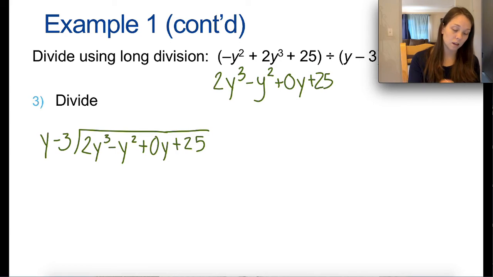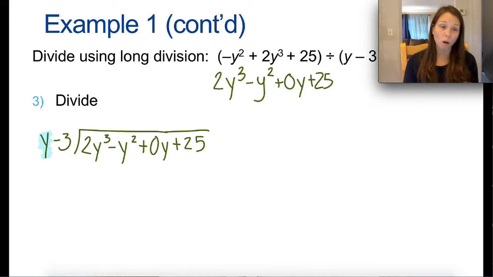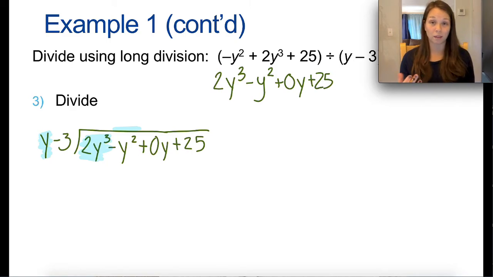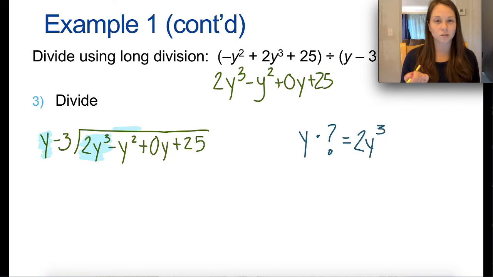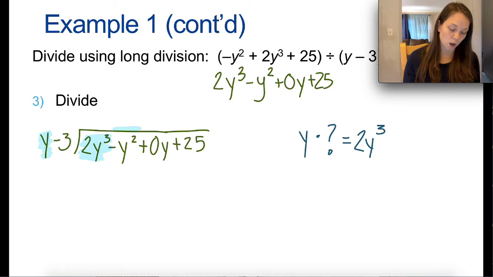I have to think, this first term in my divisor, y, needs to be multiplied by something that I'm going to write up here in my quotient that's going to give me 2y cubed. So if I were to write this question out to kind of show you my thinking process, y times some number needs to give me 2y cubed. So I've got to figure out the answer to this question. Y times what is going to give me 2y cubed? And the answer to that question is 2y squared.